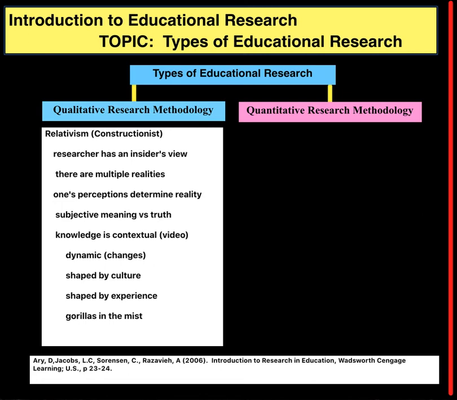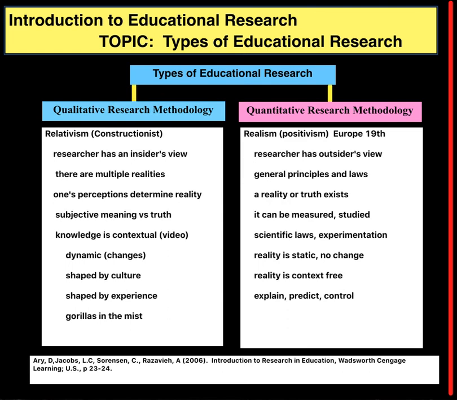Now, in contrast, the quantitative research methodology takes the philosophical position referred to as realism and sees the world consisting of general principles or laws that govern the social world just as they do the physical world, and that through objective procedures such as observation and experimentation, researchers can discover these principles and apply them to an understanding of human behavior. And this is realism.